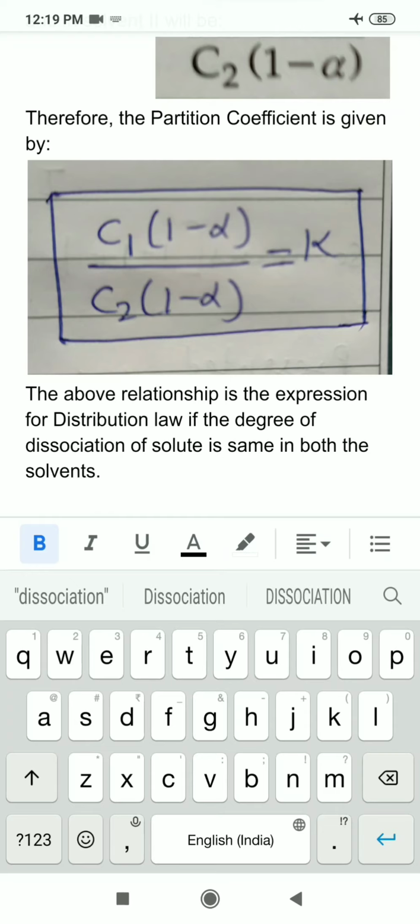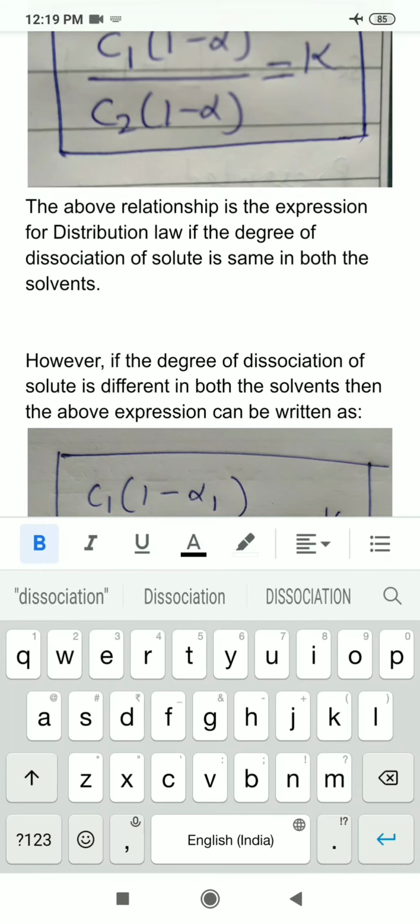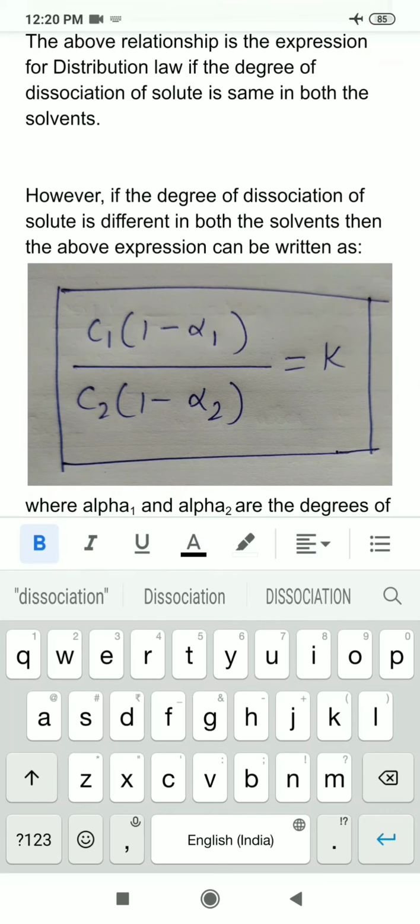This relationship or expression for distribution law is valid if the solute has the same degree of dissociation in both the solvents. But it is not necessary that the solute has the same degree of dissociation in both the solvents. They may have different degrees of dissociation. Now if the degree of dissociation of the solute is different in both the solvents, then the above expression can be written as, see here with the ballpoint pen I have written C1 into 1 minus alpha 1 upon C2 into 1 minus alpha 1 is equal to K.